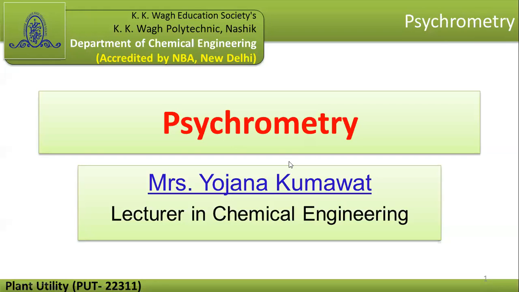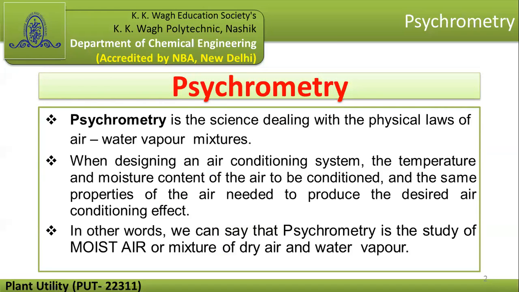Today I am going to discuss the psychrometric chart with you, from the topic psychrometry. This topic comes under the subject Plant Utility of second year diploma in chemical engineering. What is psychrometry? Psychrometry is the science dealing with the physical laws of air, water, vapors, and their mixtures. By studying psychrometry, we can understand the different thermodynamic properties related to moist air. The presence of moisture and the study of the properties of that moist air is also known as psychrometry.